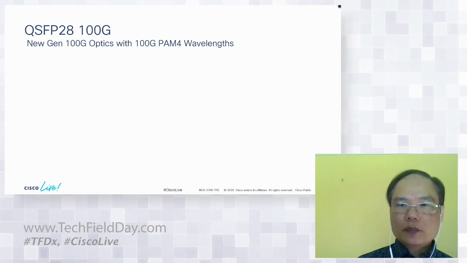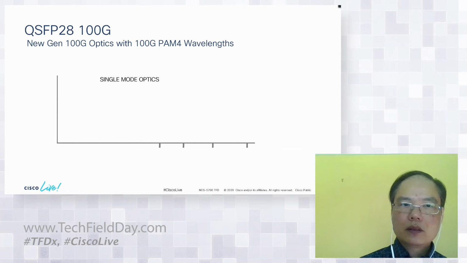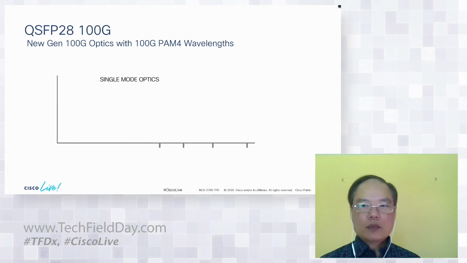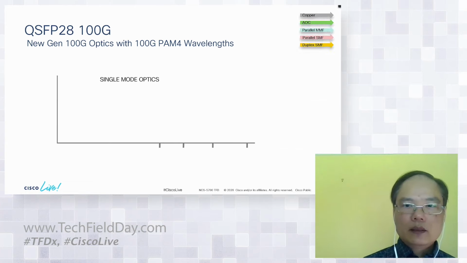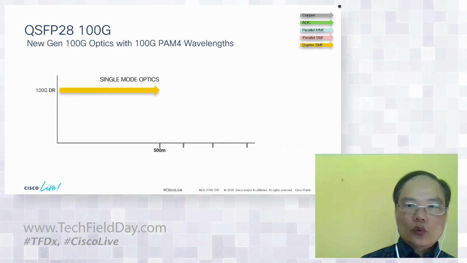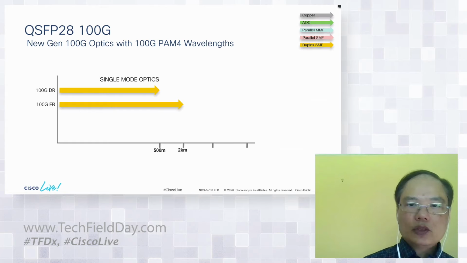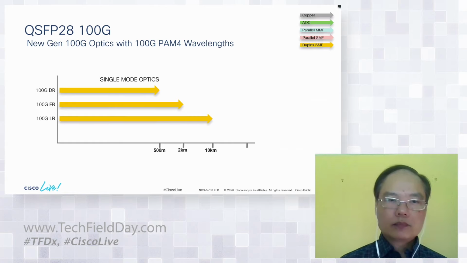And as we're migrating from 225 gig wavelengths to 100 gig wavelengths, we will need a new generation of QSFP28 100 gig optics supporting 100 gig wavelengths. These are mostly available in single mode fibers and duplex option. In this category, we have 100 gig DR for 500 meters, 100 gig FR for 2 kilometers, 100 gig LR for 10 kilometers.